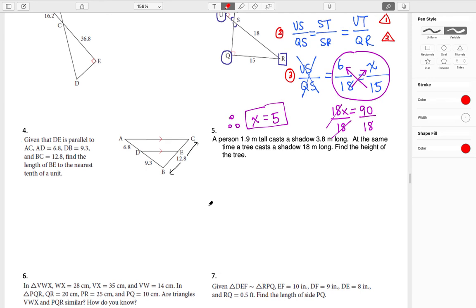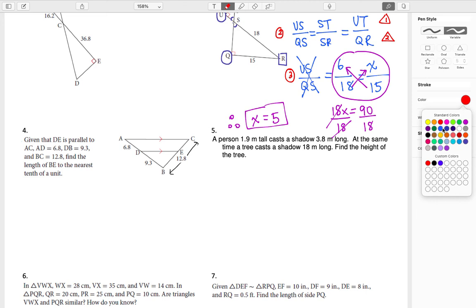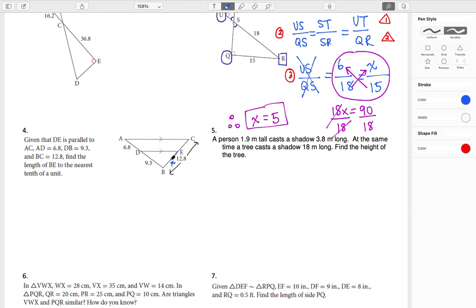Now let's take a look at number 4. Given that DE is parallel to AC. Okay, so you see the arrow, they're parallel. So AD is 6.8, DB is 9.3, and BC, the whole thing, is 12.8. So find the length of BE. BE is over here, X. We're looking for this length only, to the nearest tenth of a unit. So let's start with the similar triangle statement.